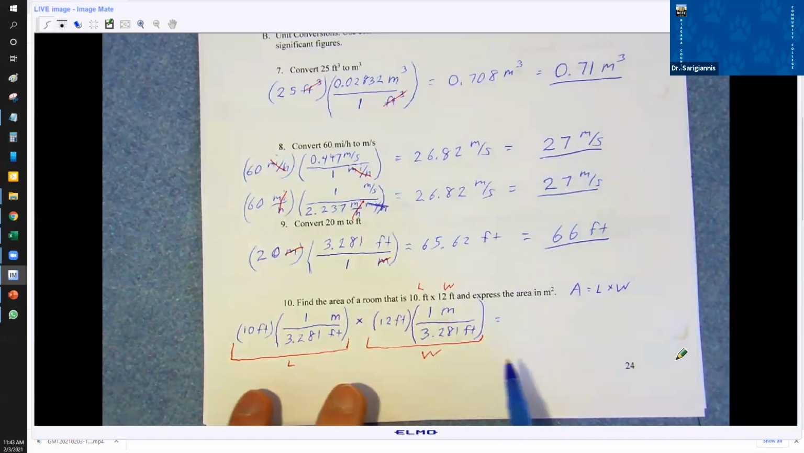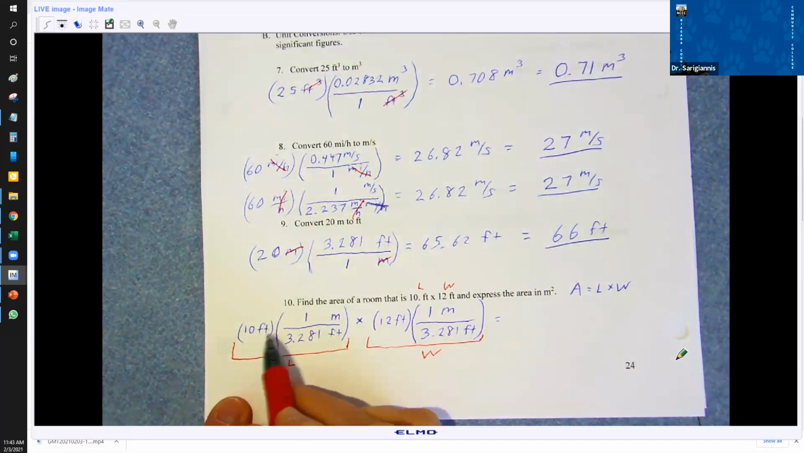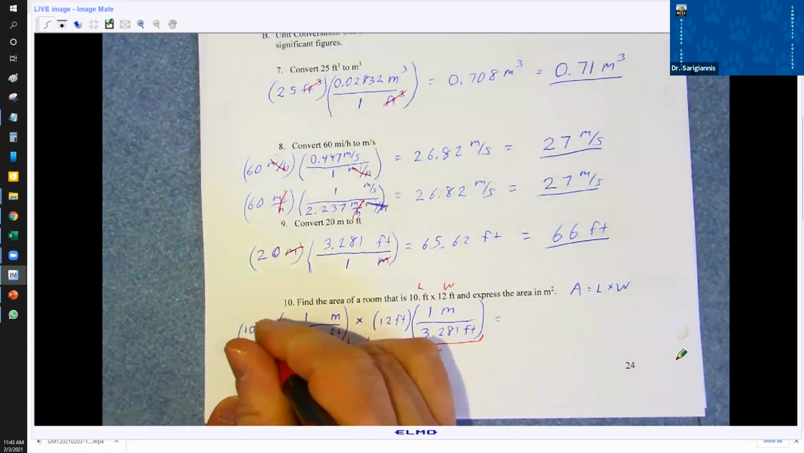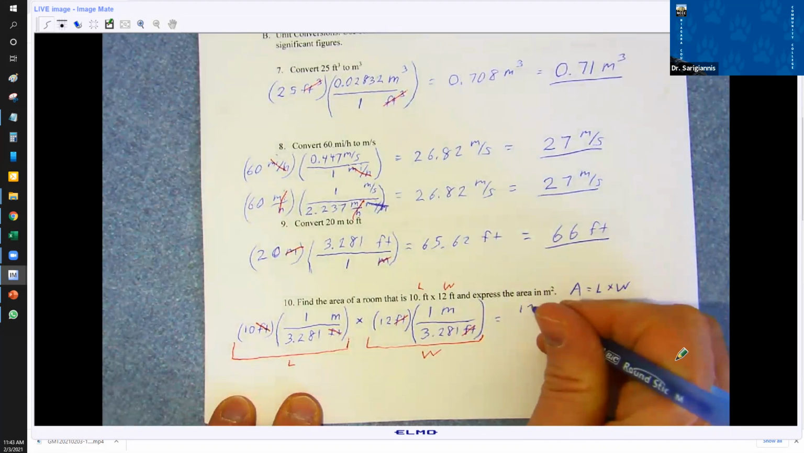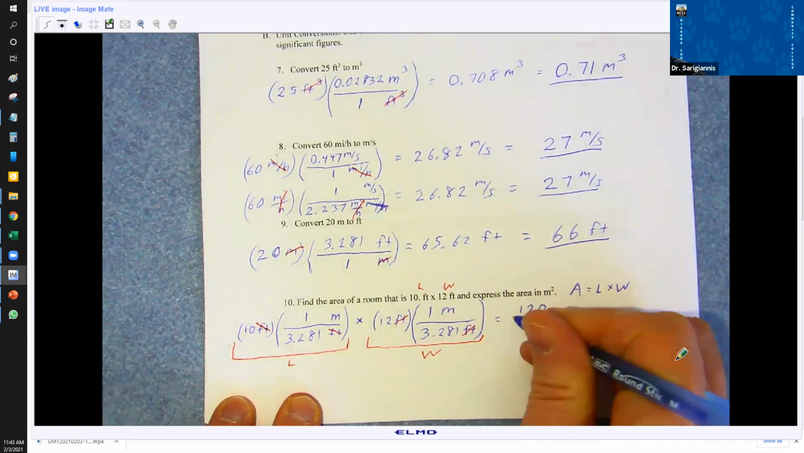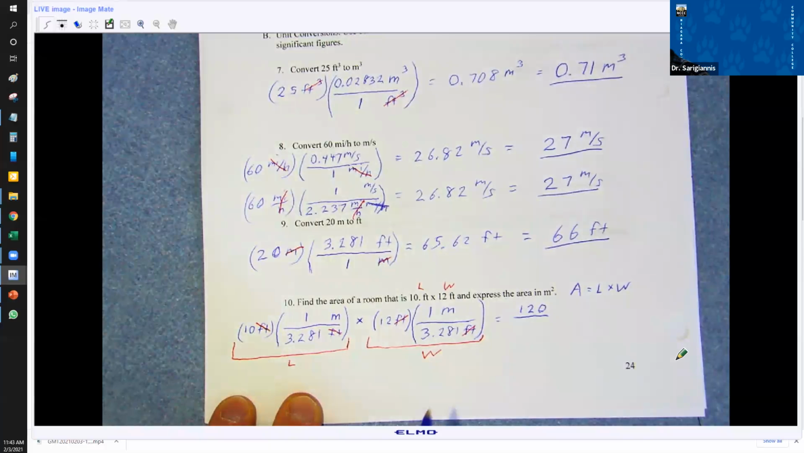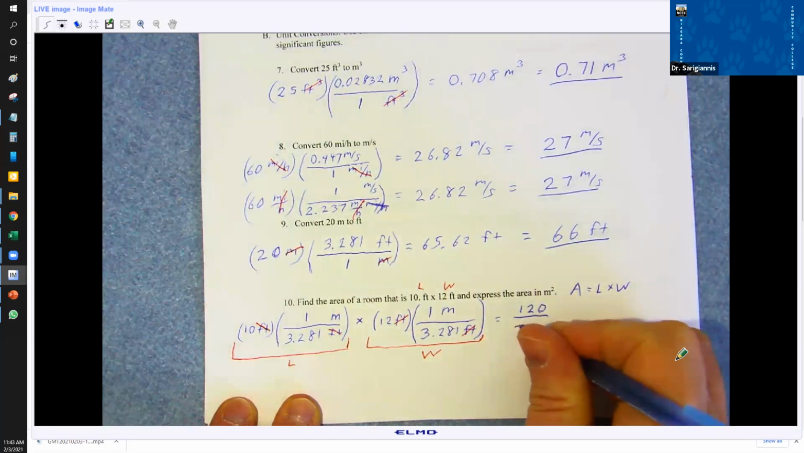So what does this equal? Well, first of all, individually, my units cancel. Feet cancel here, feet cancel here, and I'm just going to multiply in. I've got 10 times 12, right? This gives me 120 over 3.281 times 3.281.